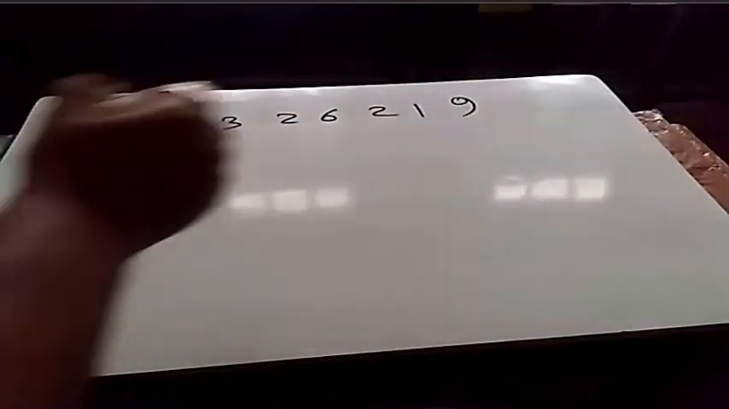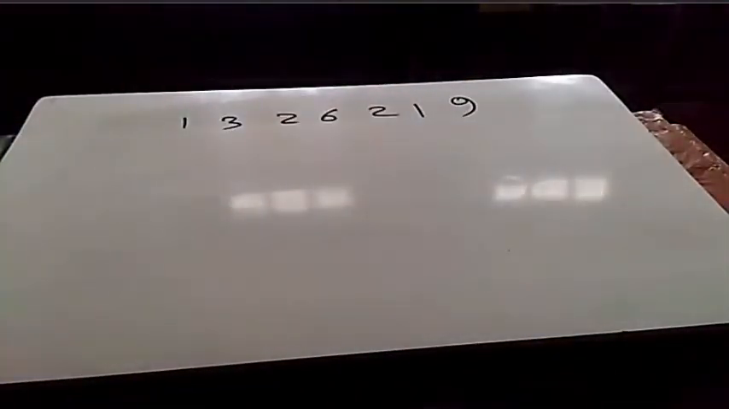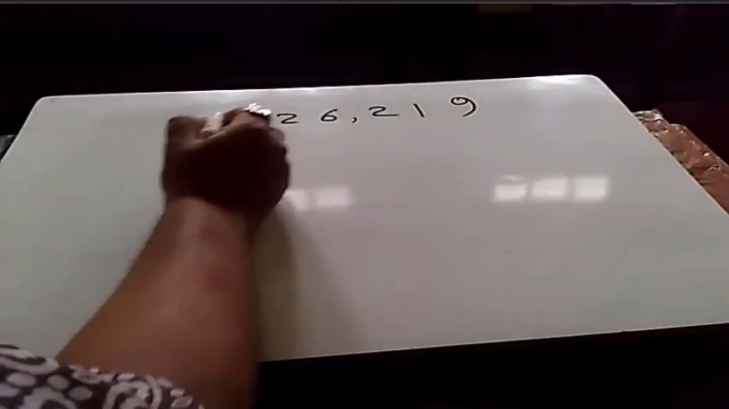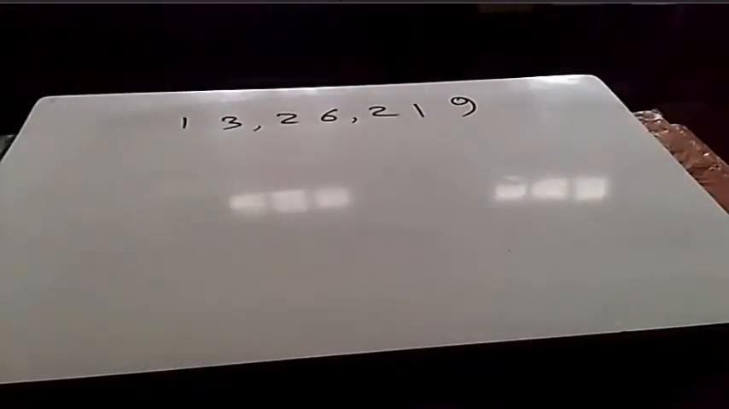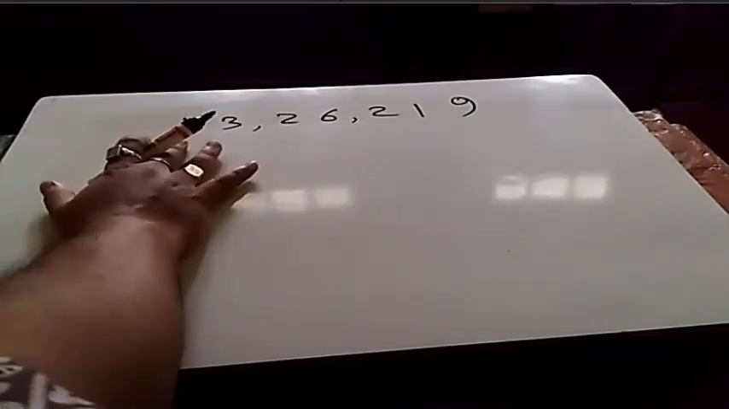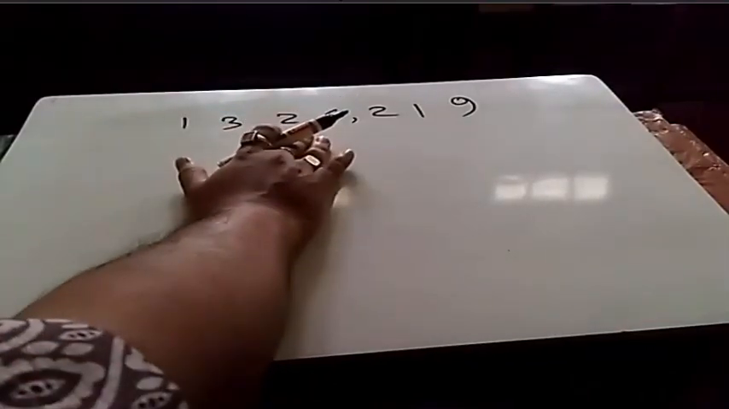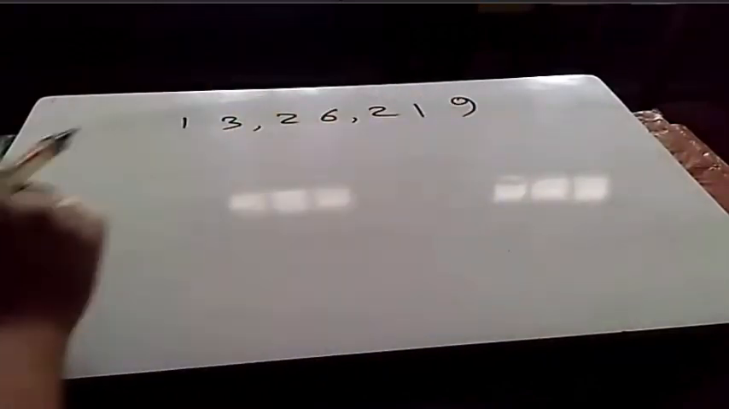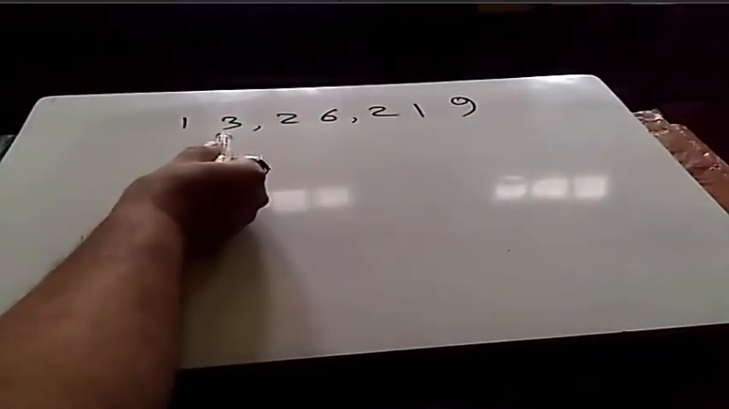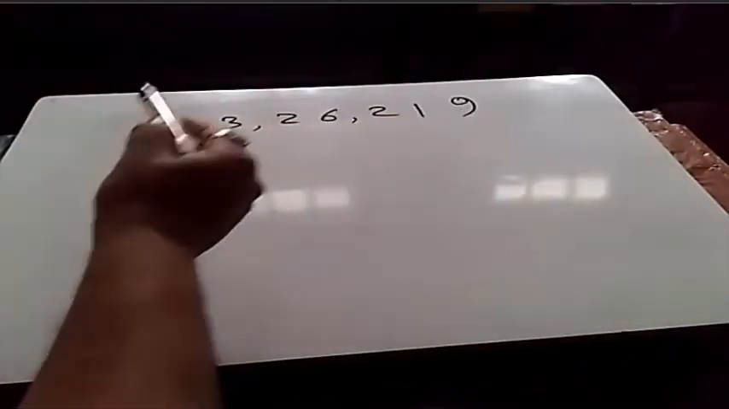Okay. So let us consider 1326219. Now this is in the Indian system. That means a comma comes here and a comma comes here. Now this is equal to how much? 13,26,219.